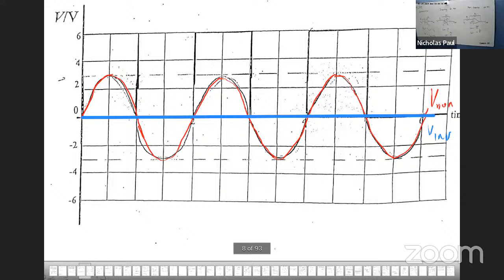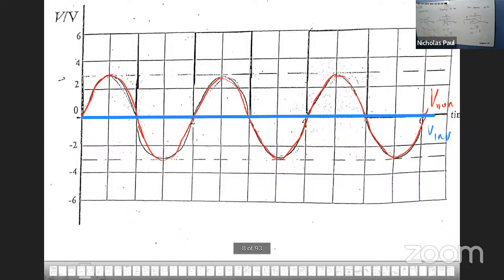And here is a comparator. So you have an alternating supply into the comparator, right? That is the non-inverting terminal, and the blue line, we have an inverting supply that's always going to be zero. Right? You have to draw the graph of the output.